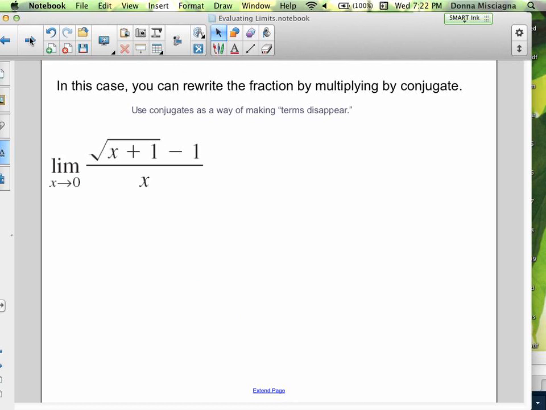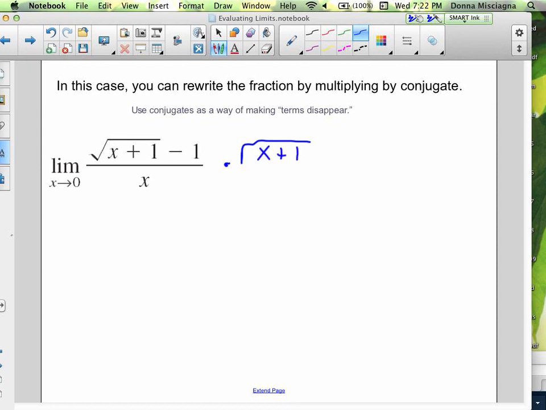Right? So we're going to rewrite this fraction by multiplying by the conjugate. You're going to use conjugates as a way of making the terms disappear. And in essence, they'll look different, and we'll be able to find out who our problem is. Remember the conjugate? Same values, just change the sign. So we're going to multiply the numerator and denominator by the square root of x plus 1 plus, instead of minus, 1. And you have to do that to the numerator and the denominator.